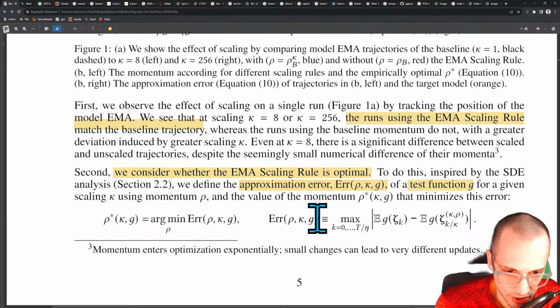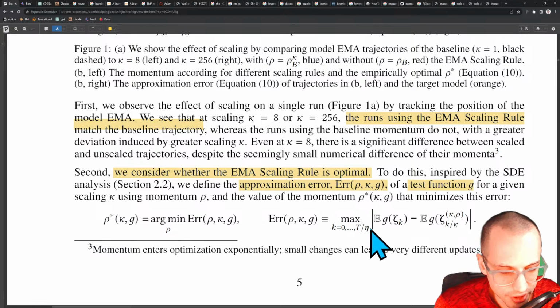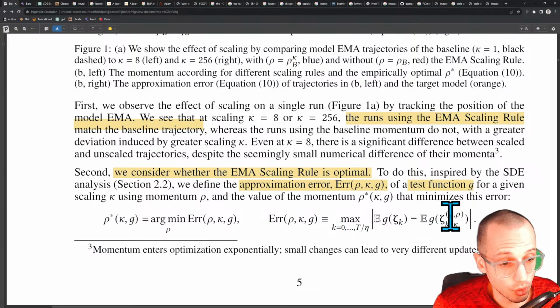The approximation error is over K, which goes from 0 all the way to T over eta, which is the learning rate, that maximizes the absolute difference between the expected value of the function G at the eta model, or with the zeta model, which is the exponential moving average model, minus the expected value of this test function G for the exponential moving average model, zeta, at K over K.